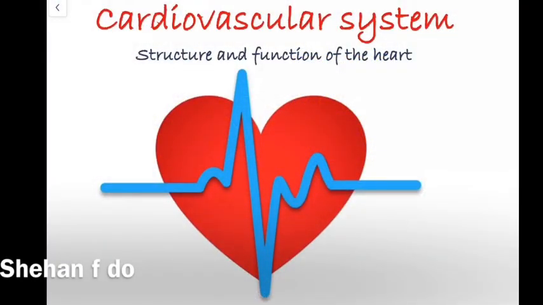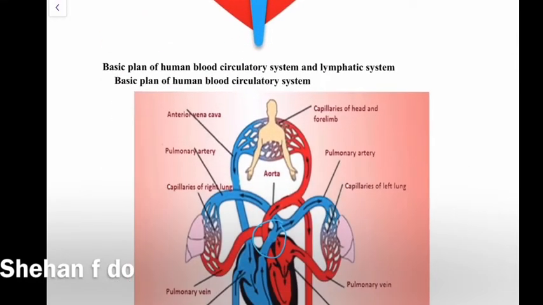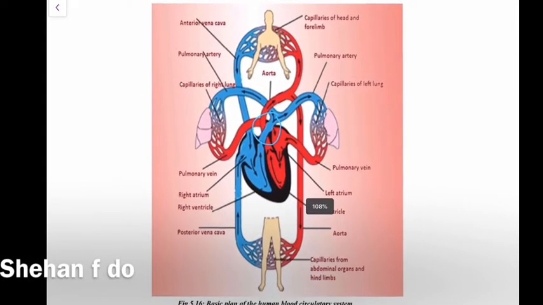So this is about the cardiovascular system, and under that we are going to talk about the structure and function of the heart. Before going into the heart, you need to know about the basic plan of the human circulatory system. And this diagram shows the basic plan.